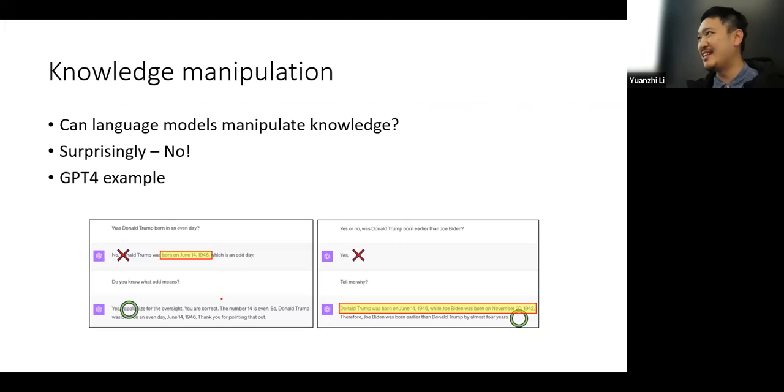First of all, can language models actually manipulate knowledge? Surprisingly, even for GPT-4, its ability to manipulate knowledge is really, really bad. For example, if you ask, was Donald Trump born on an even day? GPT-4 is actually going to get it wrong. But it actually knows the birthday of Trump, and you can ask it what it means by even, and it definitely knows what even means. But it seems that the model cannot extract the knowledge and then do one step of manipulation.